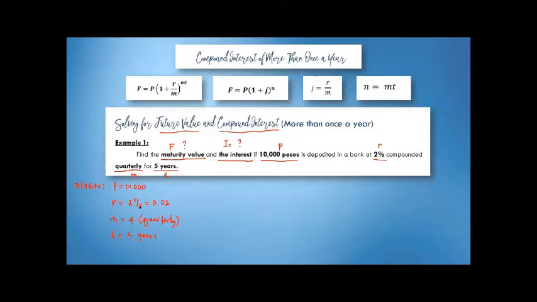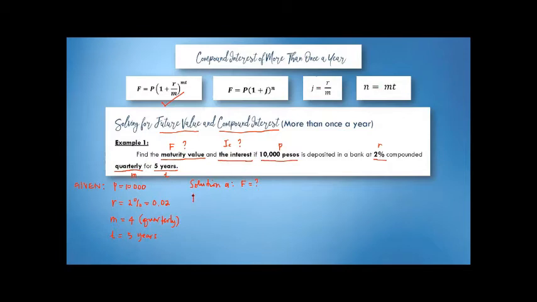Ayan. So we're going to find the maturity value and compound interest. So we have two solutions. I-divide natin siya into two. So solution number 1, or solution letter A, find the maturity value. Okay? Dahil given tayo ng P, R, M at saka T, ito yung formula na gagamitin natin. Pwede rin naman gumamit nito provided na isolve mo muna itong part na to at saka itong part na to.